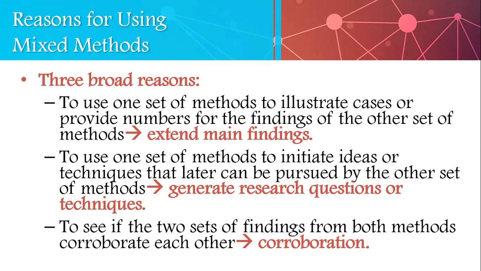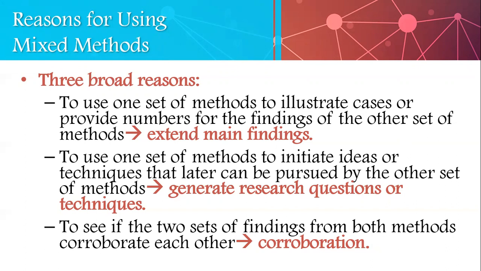So sometimes we might use one method in order to give us ideas or help us generate questions for another phase. And also, a final reason why we might use mixed methods is to see if two sets of findings from both methods corroborate with each other. So this normally happens when we are conducting a convergent design where we are employing both quantitative and qualitative methods simultaneously. And we want to see if what we find on the quantitative side matches what we find on the qualitative side. So this is corroboration.